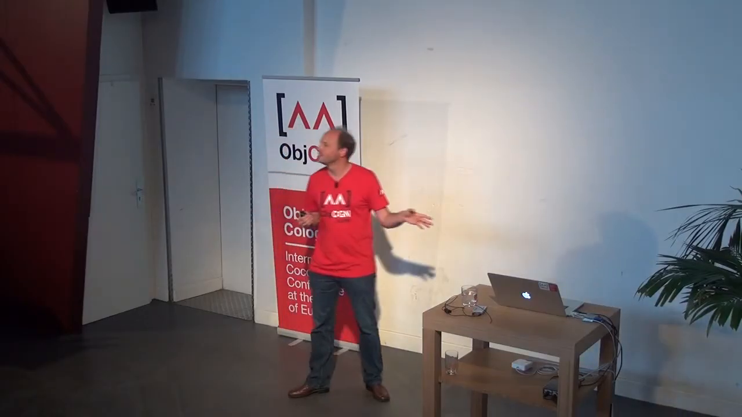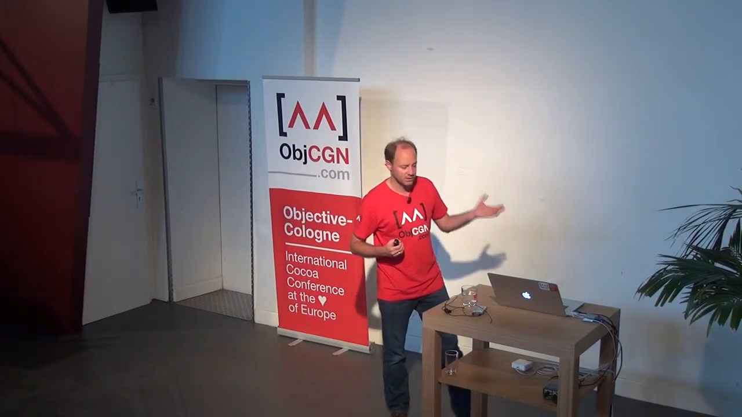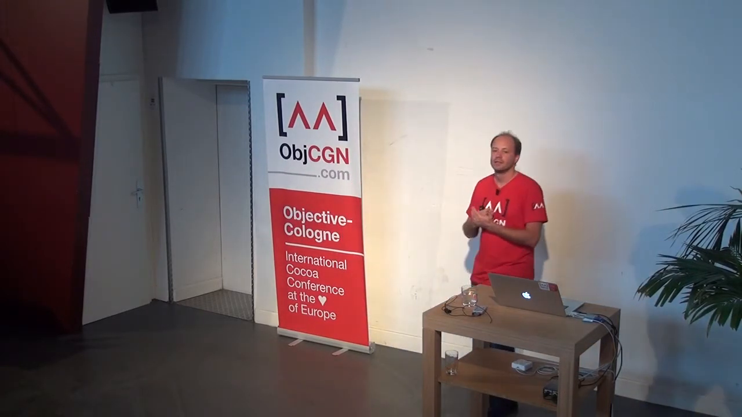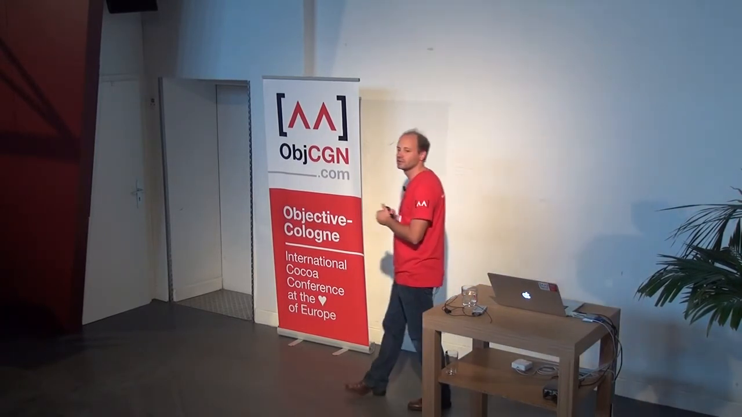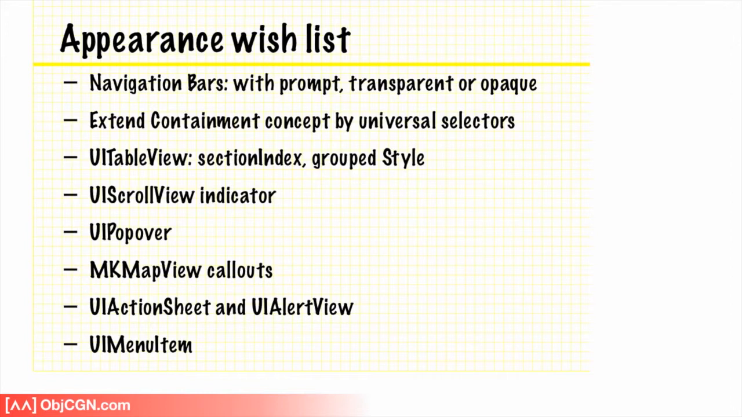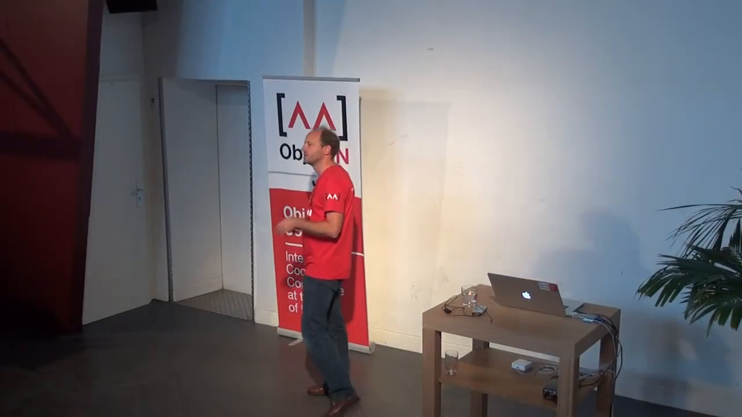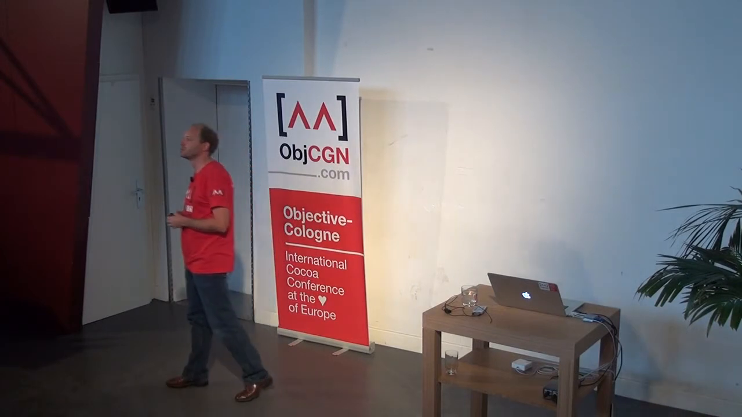I wrote that down actually soon after iOS 5 was released. And that basically were the deficiencies of iOS 5. So what I'm still missing for navigation bars, for example, they currently have no way to specify different background images if the navigation bar is higher, to accommodate the prompt, or if there's an opaque or transparent navigation bar, so there's no way to specify the custom images for that.